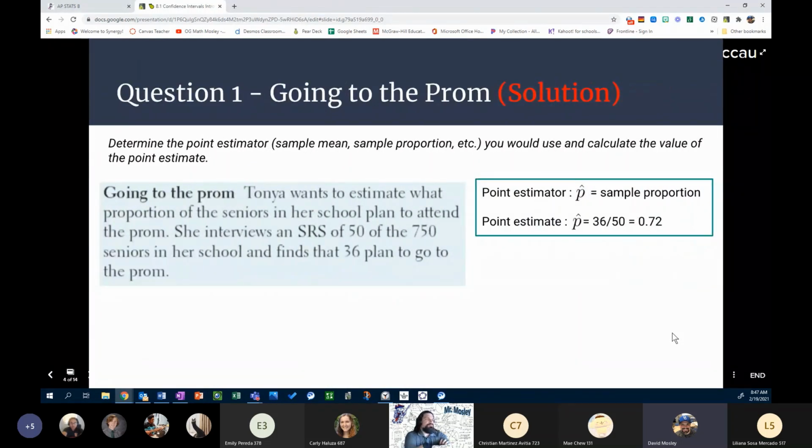So what we get is the following solution. The point estimator would be p hat, known as the sample proportion. And the point estimate, right, is 36 out of 50, or 72%, or 0.72. Right? In this case, the 750 doesn't come into play, the actual population size. It just doesn't come up for what we're being asked to do in this question. Is there anything I can clarify? Or any questions that you might have?